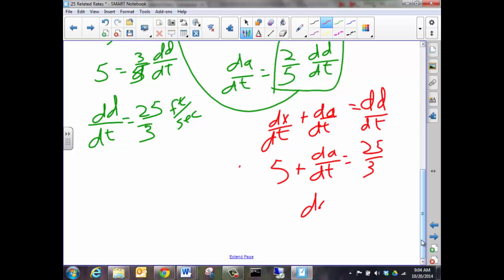So dA over dt equals 25 over 3 minus 15 over 3, which is 10 over 3. So his shadow is getting longer at a little over 3 feet per second, if I did that right. Do you understand why that blows people's minds?